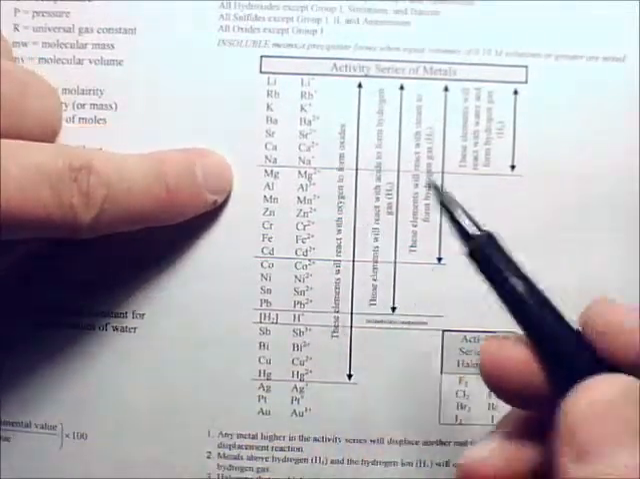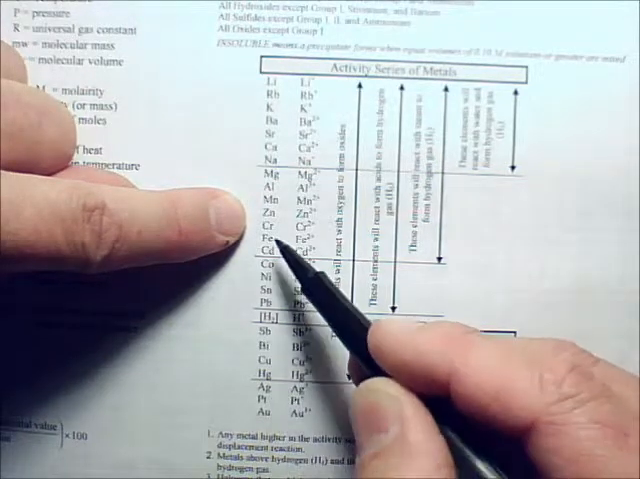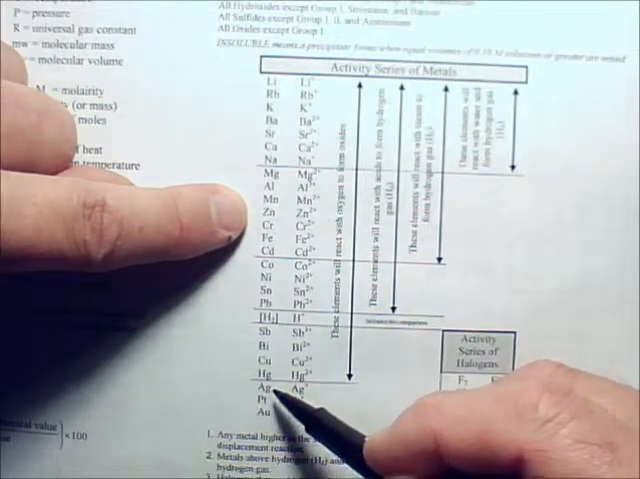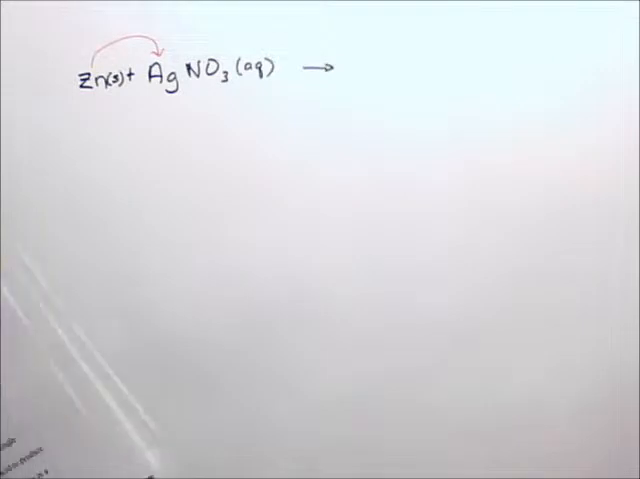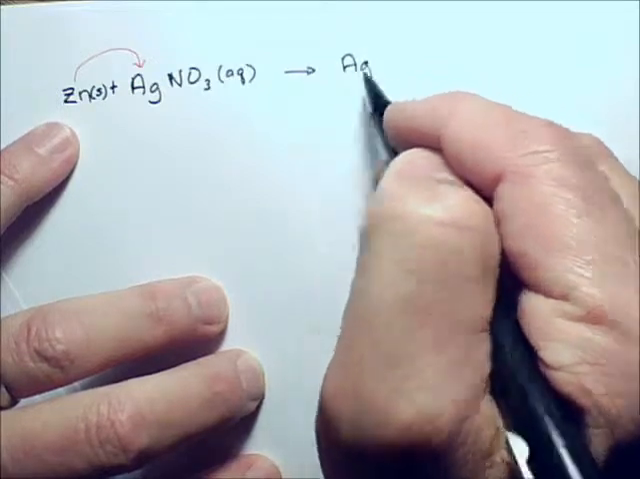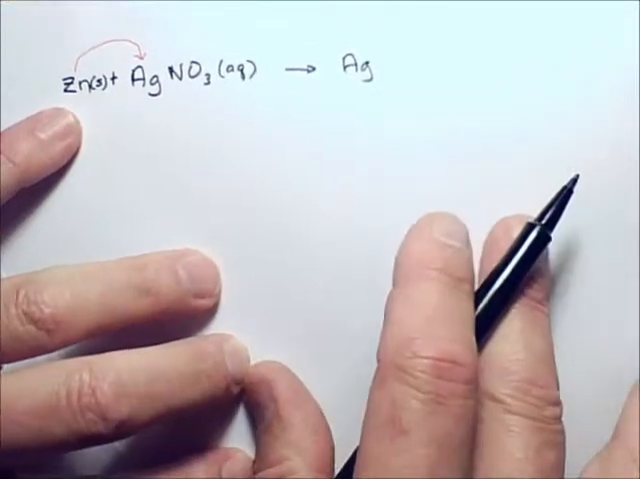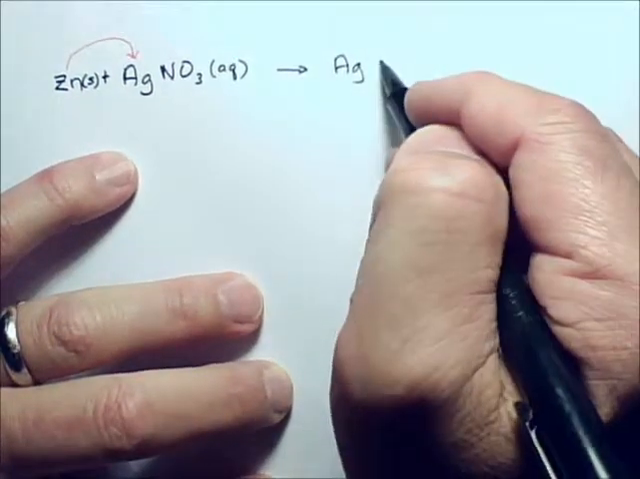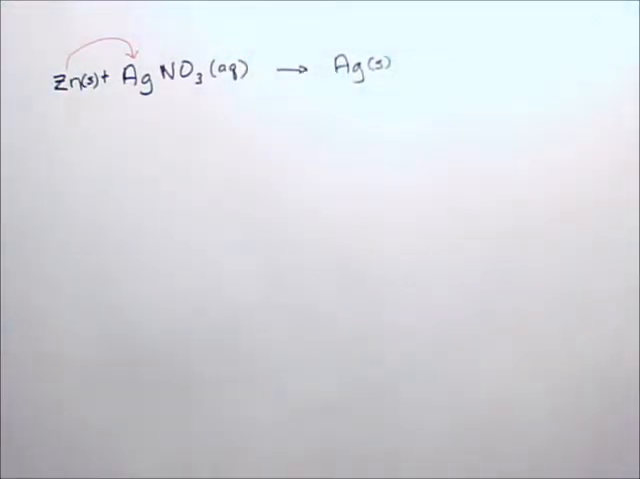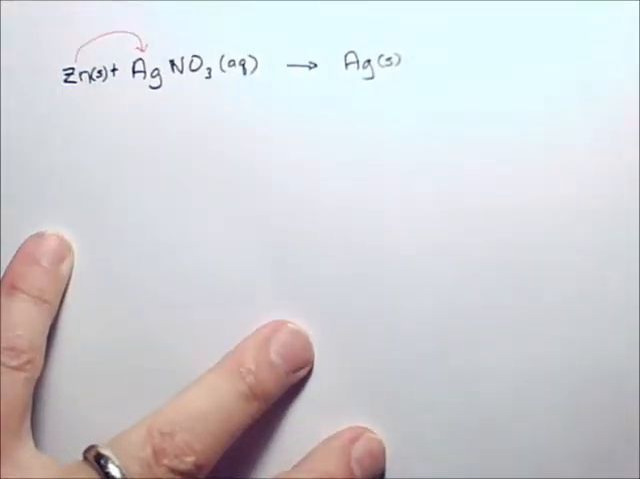So here's the activity series right here. And zinc is right here, and not aluminum. Silver's down here. So since zinc is above silver, zinc can replace or displace the silver. So on the other side of the arrow, the other side of the equation, we want silver by itself because it just got displaced. What physical state are we going to give that? Solid. Metals are almost all going to be solids, except for mercury. We're working with them at room temperature unless I give you some reason to know otherwise.